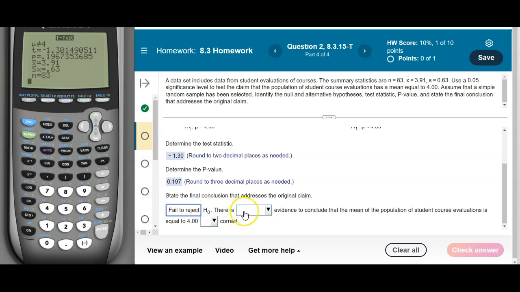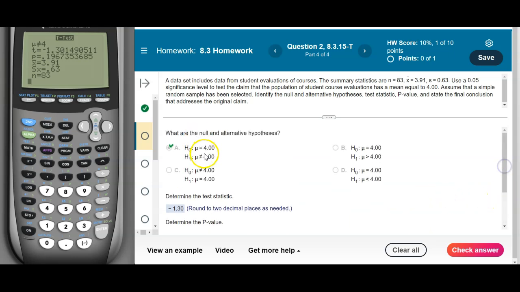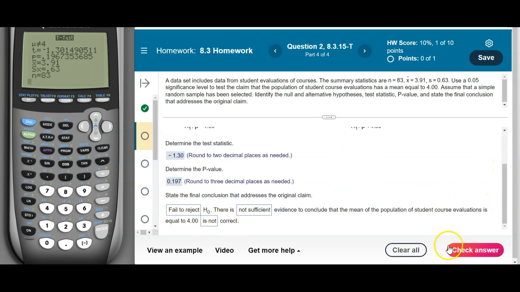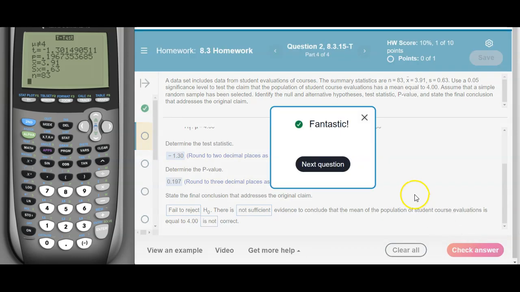When I fail to reject, it's because there is not sufficient evidence to conclude that the mean of course evaluation is, and this is just the alternate hypothesis, the equality to 4 is not correct. There is not evidence to conclude that that is not correct, which is, again, the alternate hypothesis. Not equal to 4. Equal to 4 is not correct. It's a weird way to say it, but that's the alternate hypothesis.